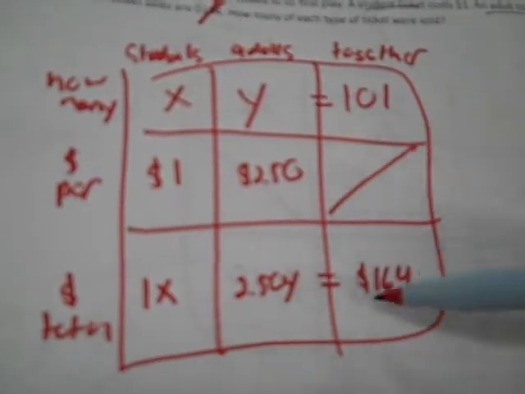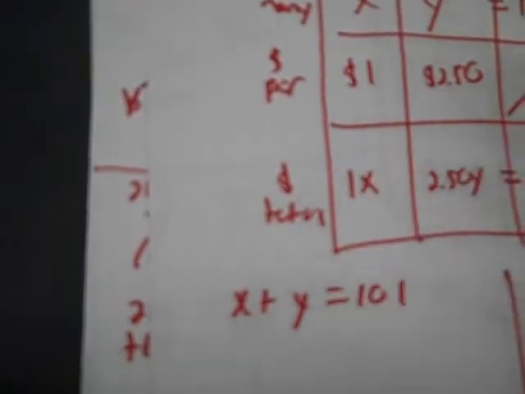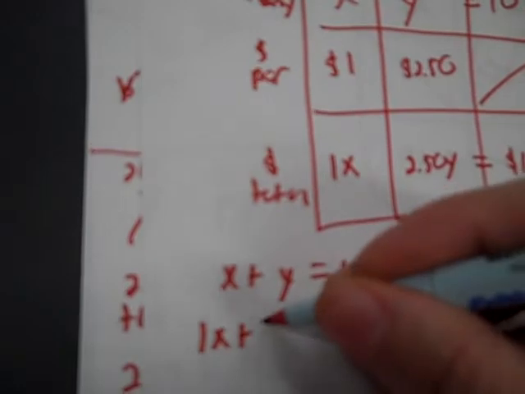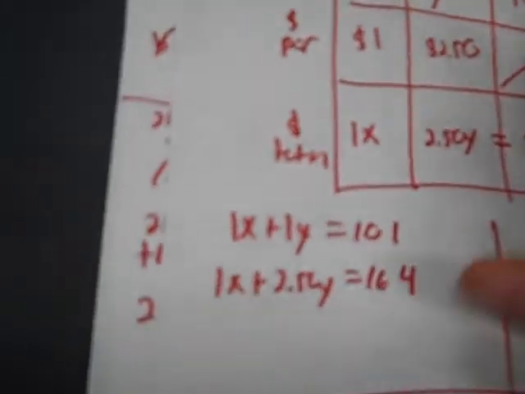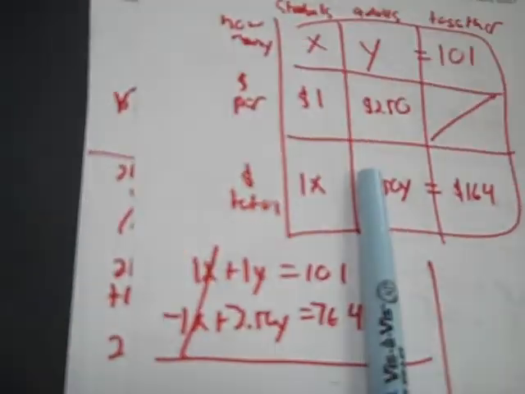Okay, so I have a system of 2 equations working together. So x plus y equals 101, and 1x plus 2.50y equals 164. Now your x's already have the same number in front, so we're just going to go negative, negative, negative, and then add. So 1 plus negative 2.50 is negative 1.5y.